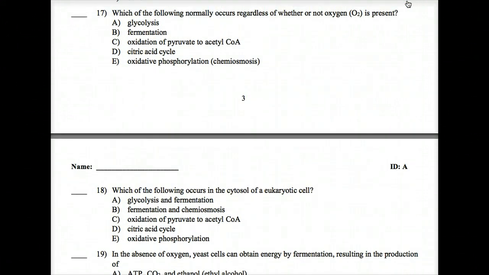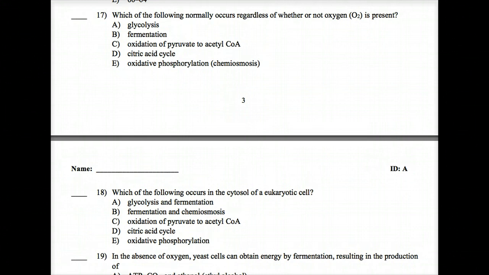Number 17 and 18. Which of the following normally occurs regardless of whether or not oxygen is present? Glycolysis occurs when oxygen is not present. Fermentation is a no oxygen. Oxidation cannot occur when there's no oxygen present. Okay, it can't. So it's A. And then the citric acid cycle actually does use oxygen also, because you combine the carbon with oxygen to make CO2. It's not its primary role, but it does happen.